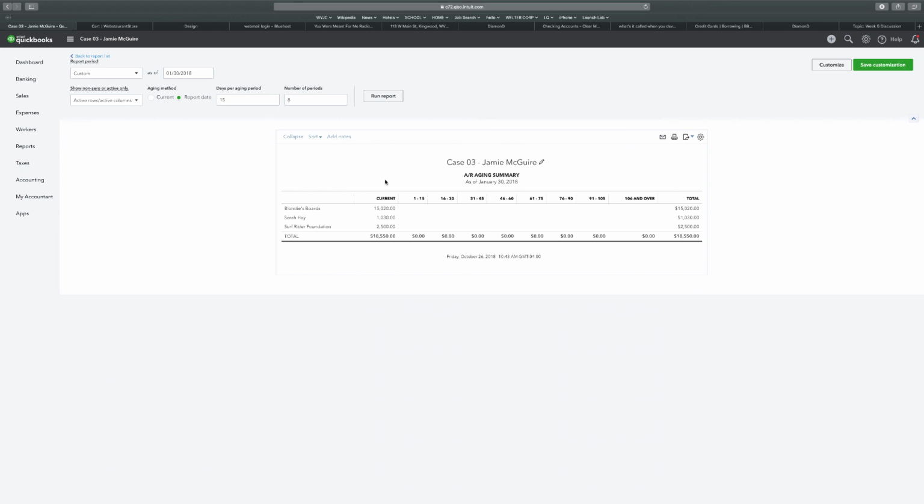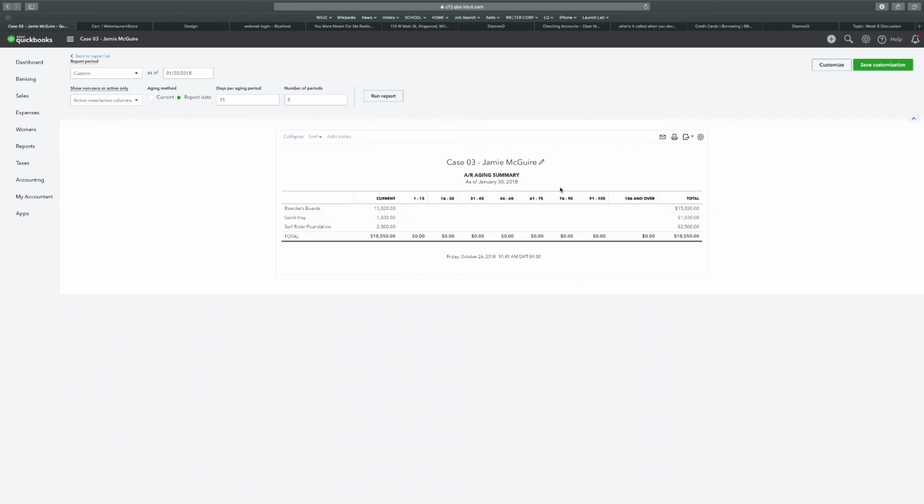So say we collect 90% of everything that's current, but out of everything that's 1 to 15 days, we only collect 80%. And then from anything that's 16 to 30, we only collect 70%. But then after it's over 31 days, we can only collect 50%. And then when it hits this, we only collect 15%. And then by the time it hits 91 days, we collect about 2% of everything that's in 91 days.